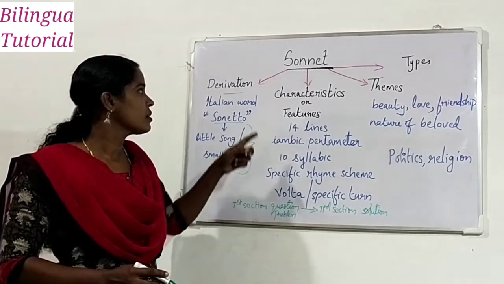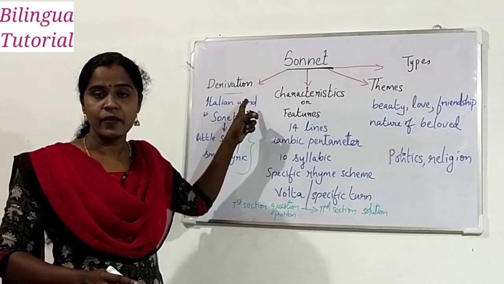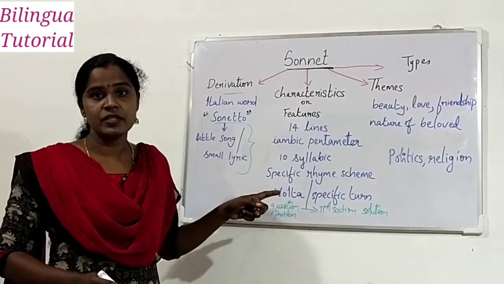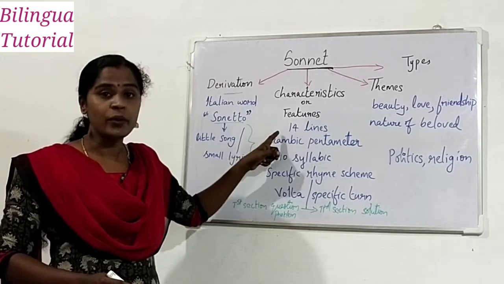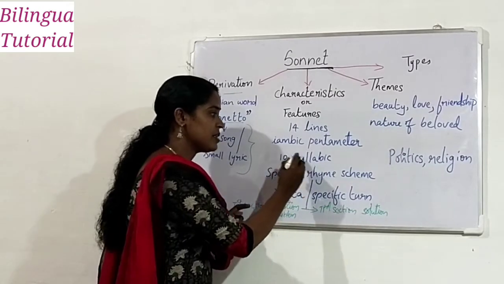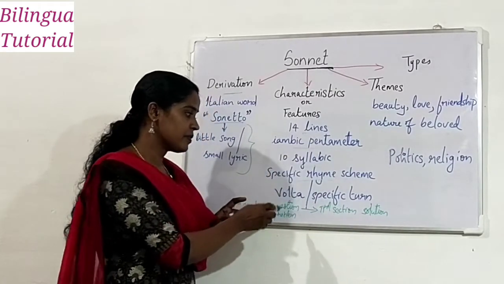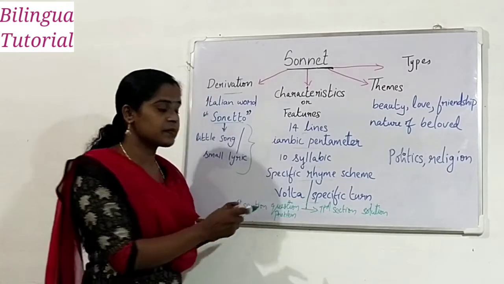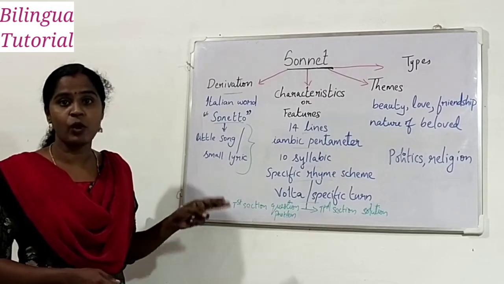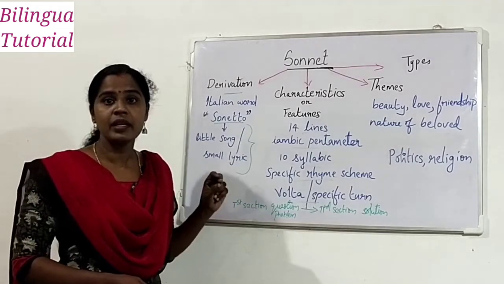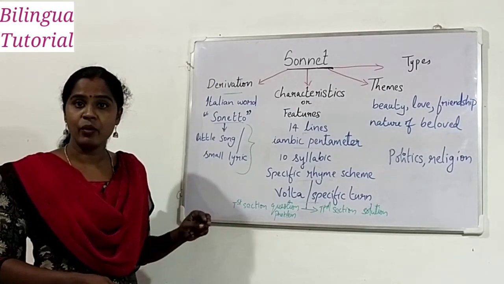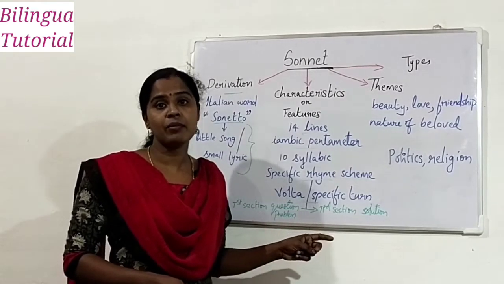I think it is clear. So the first point was the derivation of sonnet: sonnet derived from the word sonetto. Second, the characteristics or features of sonnet. We have seen 14 lines, written in iambic pentameter, 10 syllables, and a specific rhyme. Then it has a volta or a specific turn, and it is written in 2 sections. The first section explains the problem or a question, and the second section is the answer or the solution. The first section is written in poetic language and the second section in simple language.